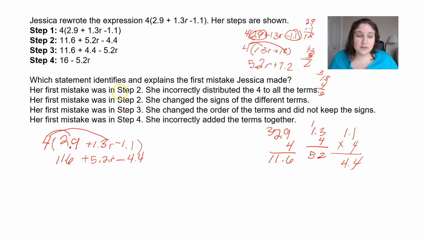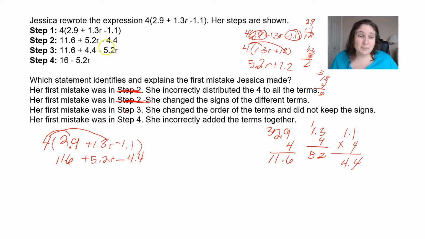So because both of these were about step 2, let's take it. We're going to cross it out because this one says she incorrectly distributed 4 to all terms, and we just did it. We got 11.6 plus 5.2r minus 4.4, which is exactly what Jessica got. And this one says she changed the signs, and she didn't change the signs. This stayed positive, this stayed negative. So we know it's not that one. All right, so let's see what happened next.